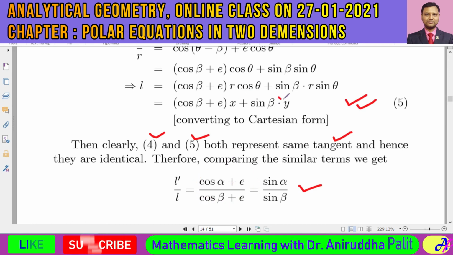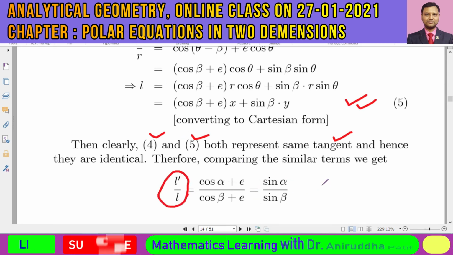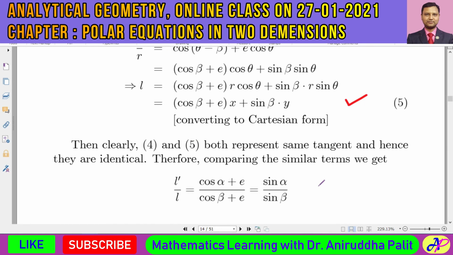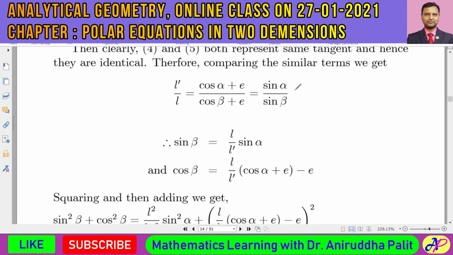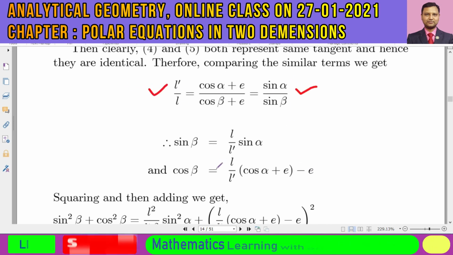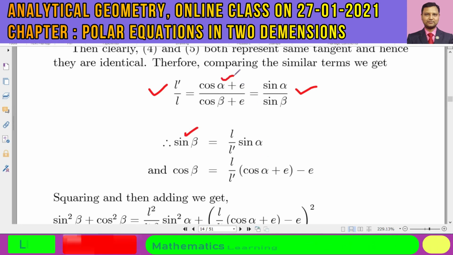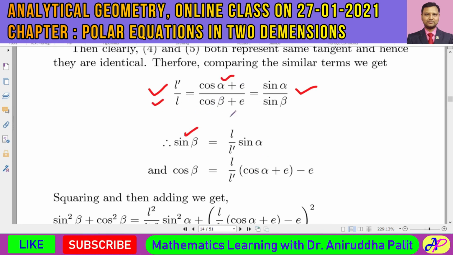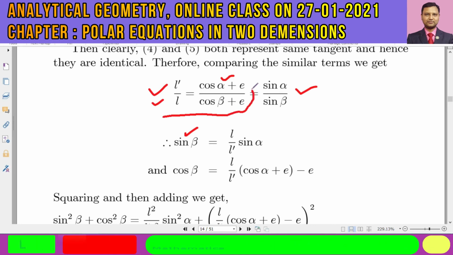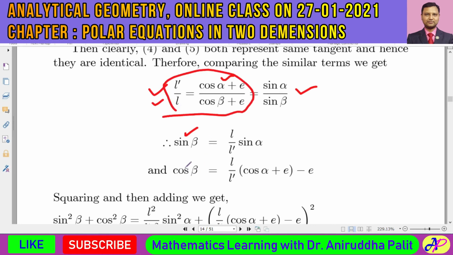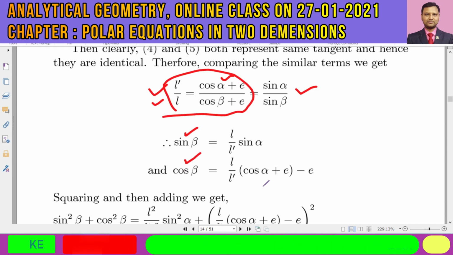Then if we compare the coefficient of y, we will get this kind of ratio. If we compare the constant terms, we will get this kind of ratio. Okay, so in this way we will be able to get this ratio. And if we compare the last ratio and the first ratio, we will be able to compute sine of beta. Again, from the second ratio and the first ratio, from this relation, we will be able to compute the expression of cos of beta.